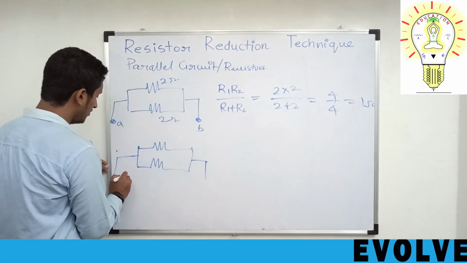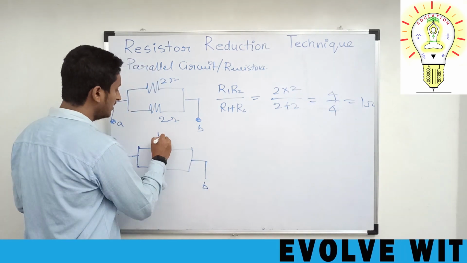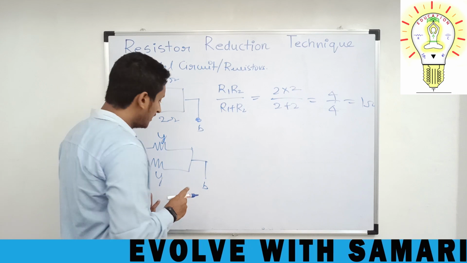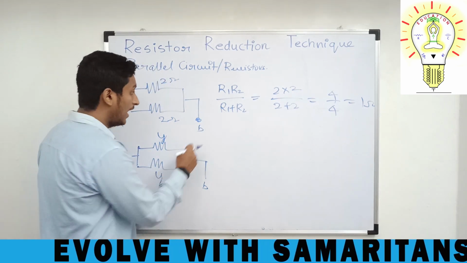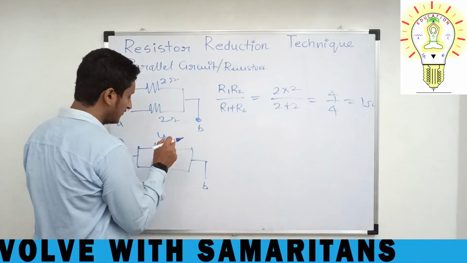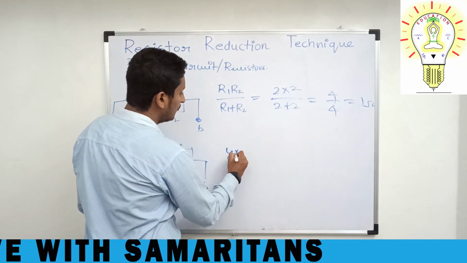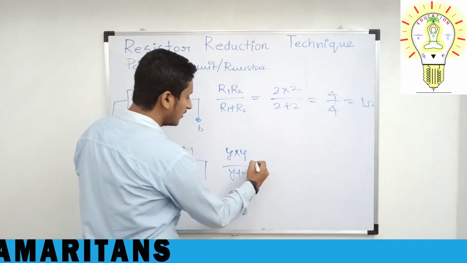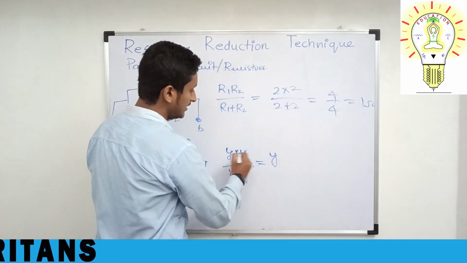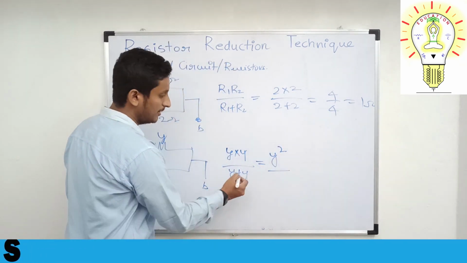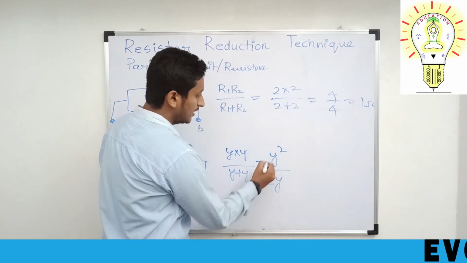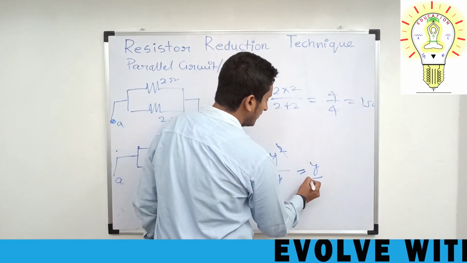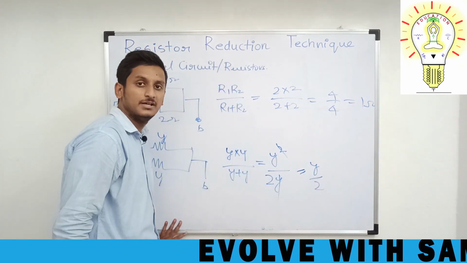If I have to find the resistance between A and B, let us take an example like this. This is y and this is y. Now how can I calculate the R equivalent? I have to apply the same formula. So what can I write? Y into y by y plus y. So what will be the value? Y into y is y square by y plus y is 2y. Now this y square and this y will cancel. So what can I write? Y by 2. Isn't it?